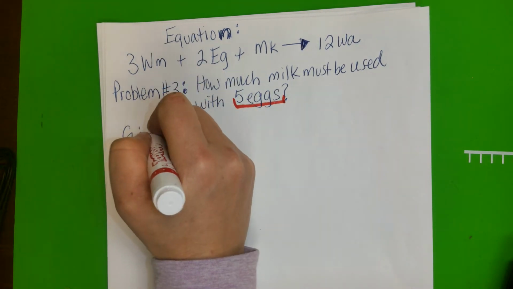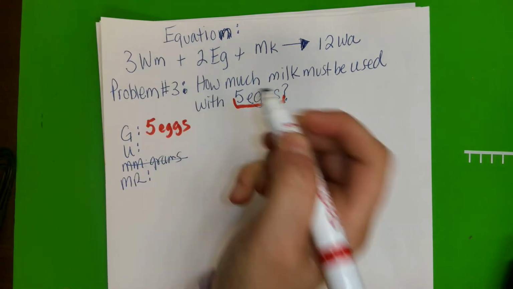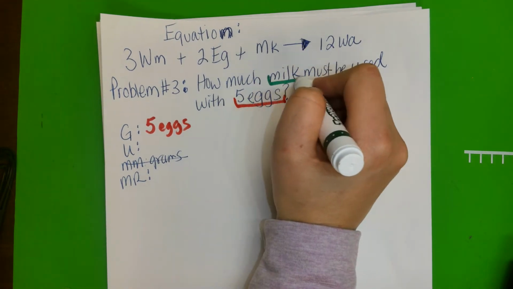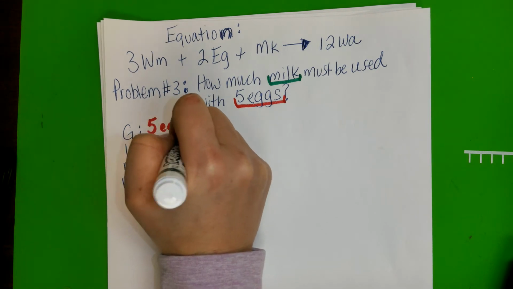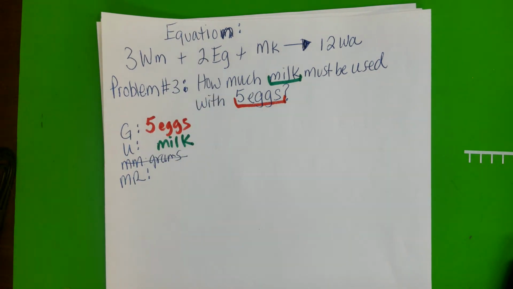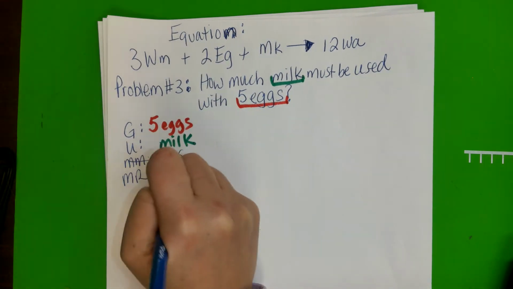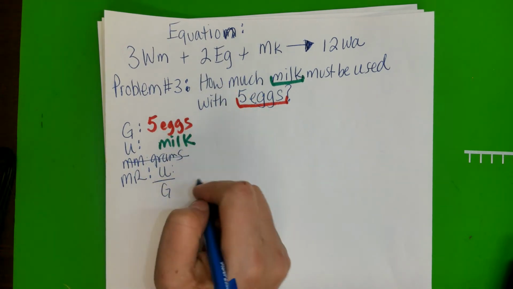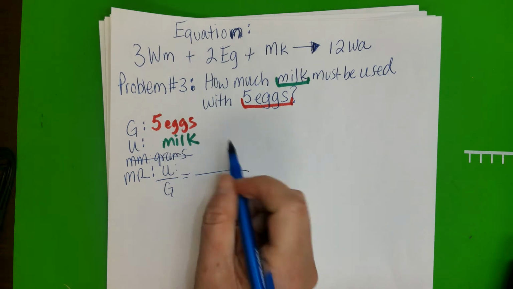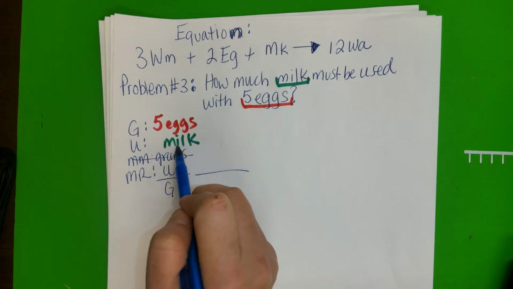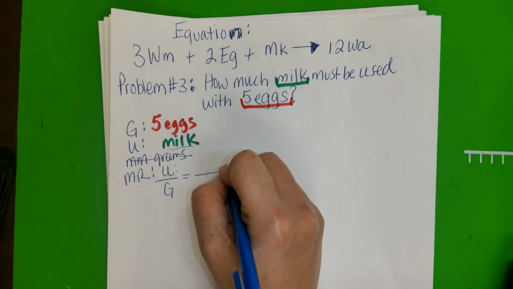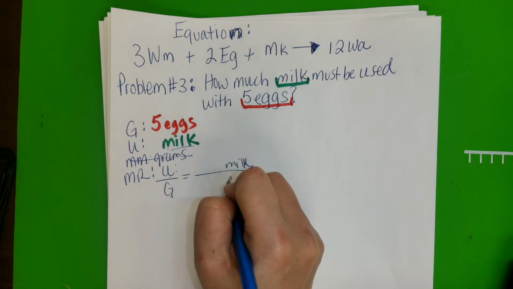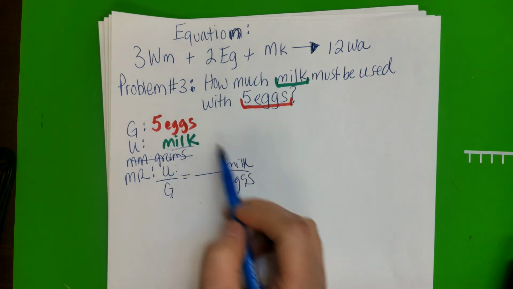So this is 5 eggs. And of course your unknown is milk, so we don't know the milk. And then your U over G. So now I'm doing more like acronyms. That is just division. Your unknown, all you're going to need is milk, and then the given is just for the eggs. You just need the units.